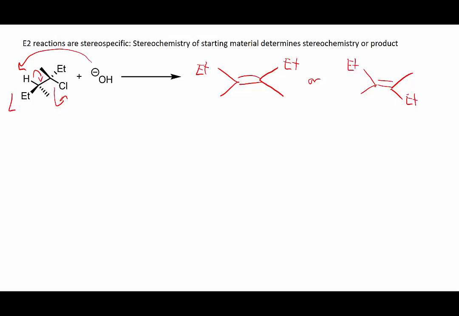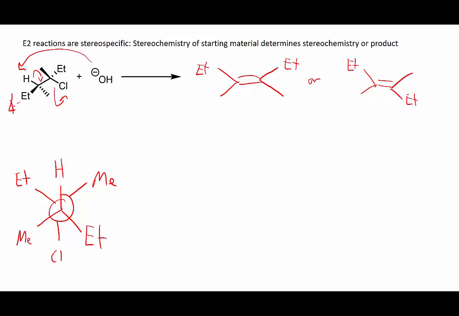So let's look down this axis here. On the front carbon, we have a hydrogen on the top. We're going to have a methyl group to the left and an ethyl group to our right. On the back carbon, the chlorine is on the bottom. We have the methyl group on the right and the ethyl group on the left.